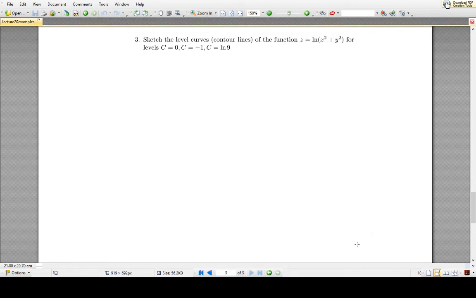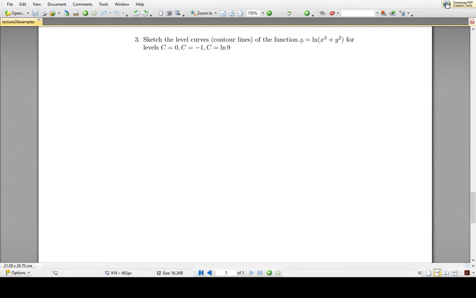In this question, they're asking us to sketch the level curves or the contour lines of the function z equals ln(x squared plus y squared) for the levels c equals 0, c equals -1, and c equals the natural log of 9.